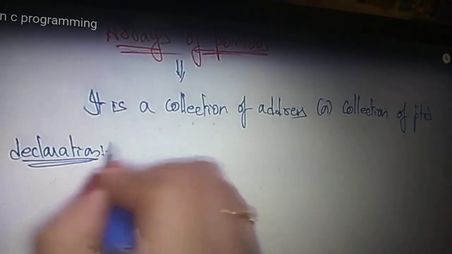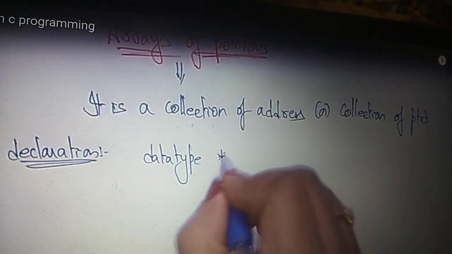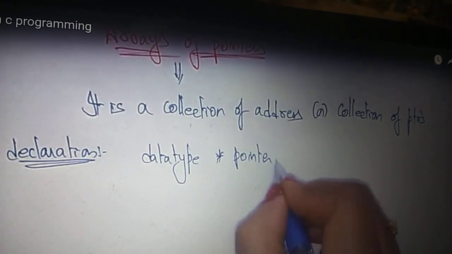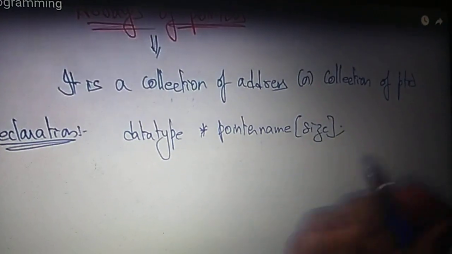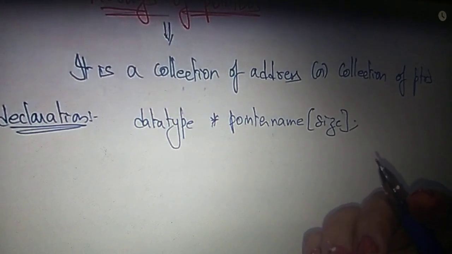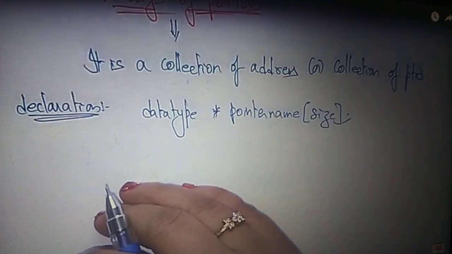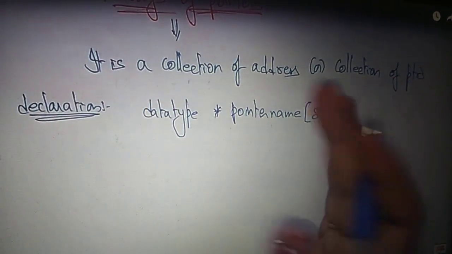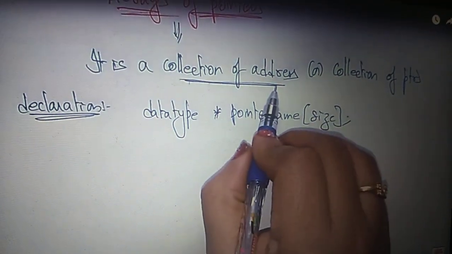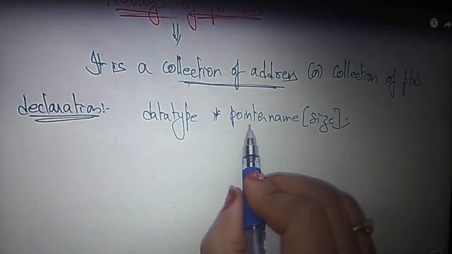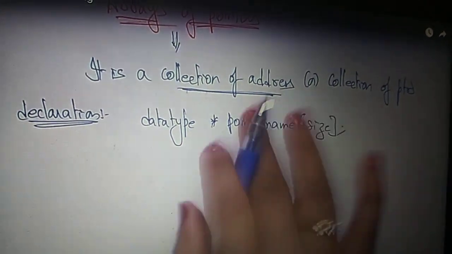Declaration. First data type, pointer, pointer name, and the size of an array. In the previous pointers and arrays, first we declared the array, after that the base address is assigned to the pointer. So that is arrays and pointers. Then arrays of pointers means a collection of addresses. How do we store the collection of addresses? A pointer name and the size indicate a collection of addresses.